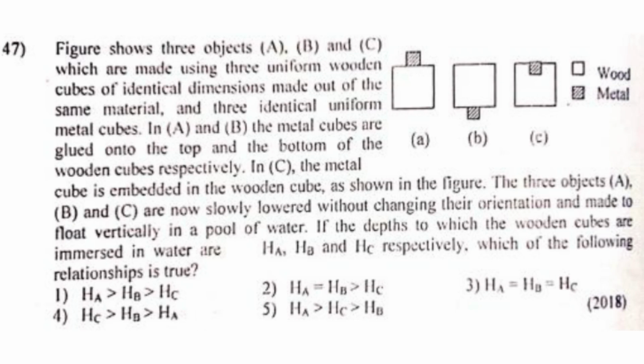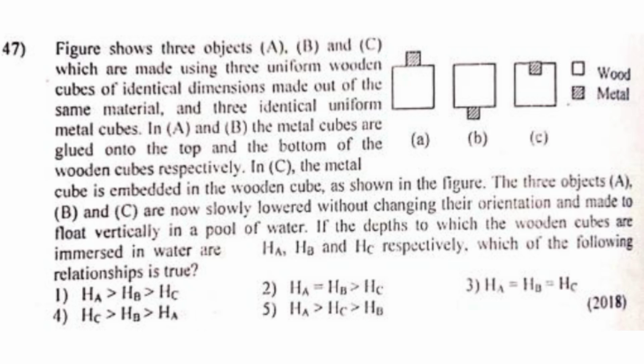Figure shows the objects A, B, C, which are made using three uniform wooden cubes of identical dimensions made out of the same material, and three identical uniform metal cubes. In A and B, metal cubes are grooved into the top and bottom of the wooden cubes respectively. In C, the metal cube is embedded in the wooden cube as shown in the figure.